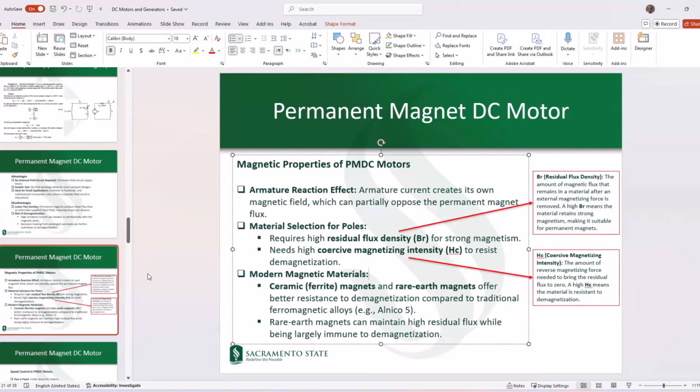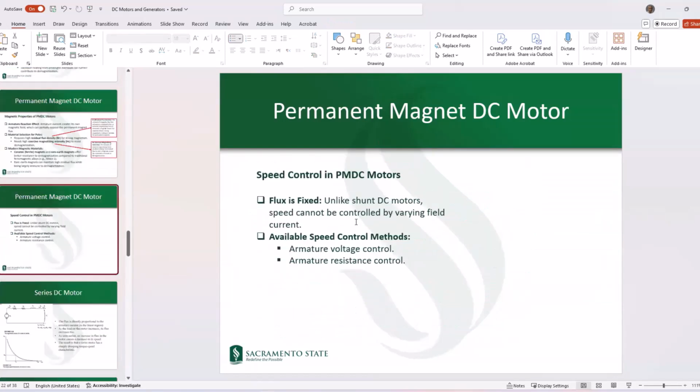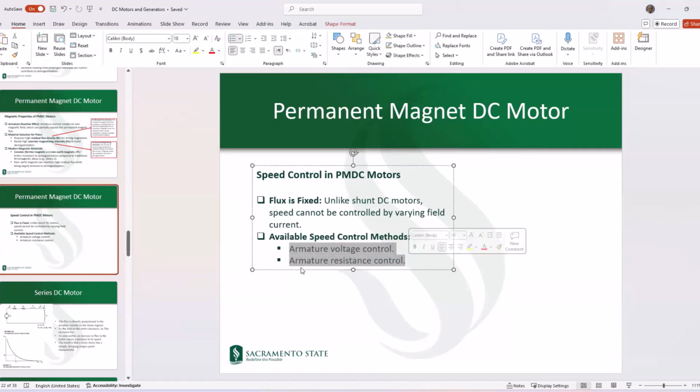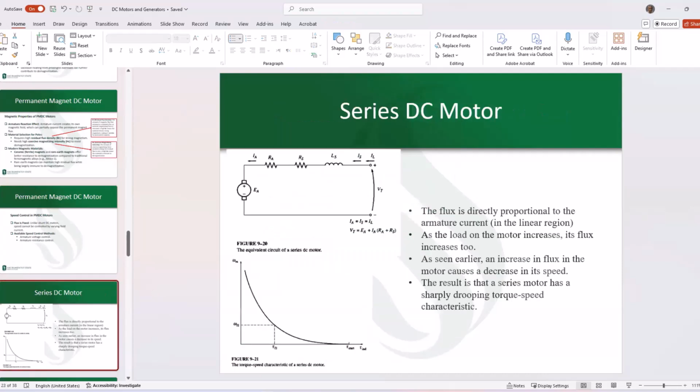So this was just a summary of permanent magnet DC motors and the properties that they must have. In terms of speed control for PMDC motors, since the flux is fixed, we really cannot change the flux very much to impact the DC motor's speed. Therefore, the only available speed control methods would be armature voltage control and armature resistance control. So these are the two methods that are commonly used to control the speed of PMDC motors.